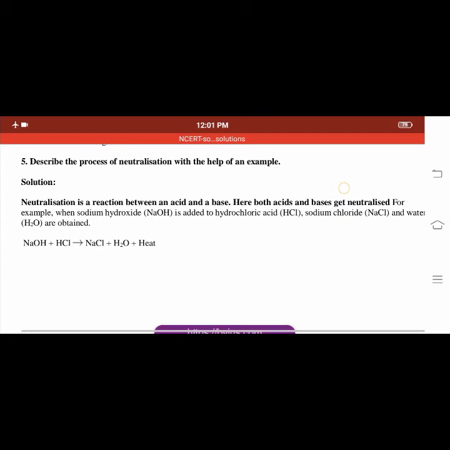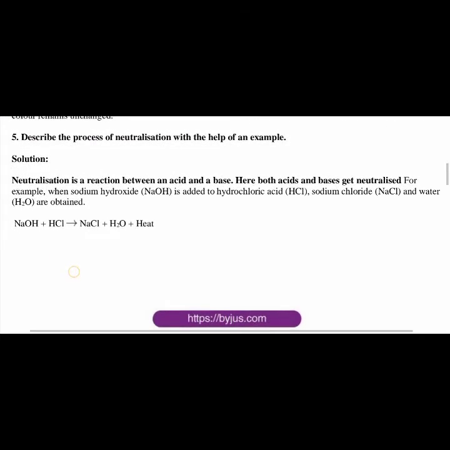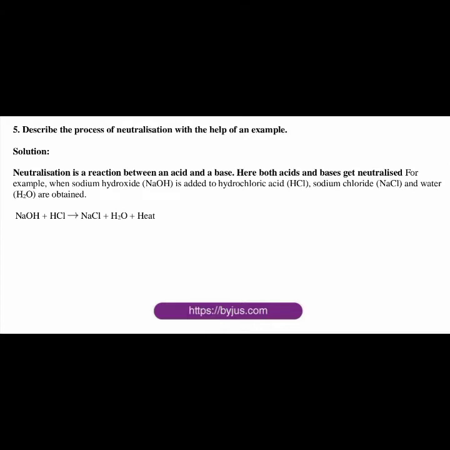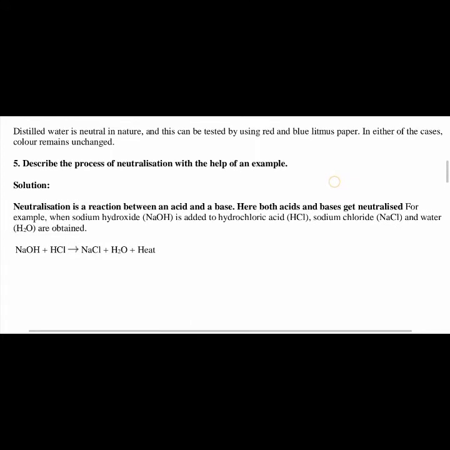Describe the process of neutralization with an example. So how do you describe neutralization with an example? What is neutralization? Neutralization is a reaction between an acid and a base. So here both acids and bases get neutralized. For example, when sodium hydroxide is added to hydrochloric acid, here sodium hydroxide is a base and hydrochloric acid is an acid. Next, sodium chloride, NaCl, and water, that is H2O, are obtained.